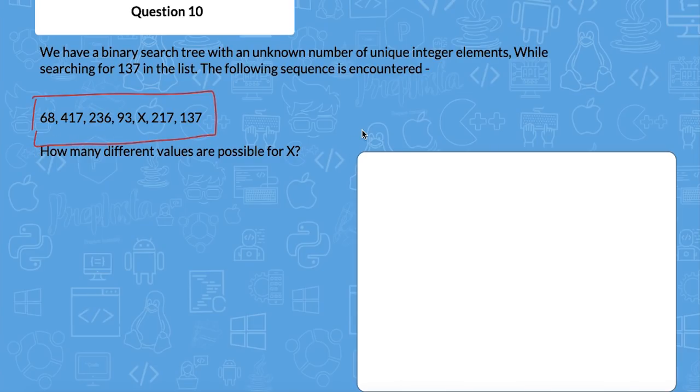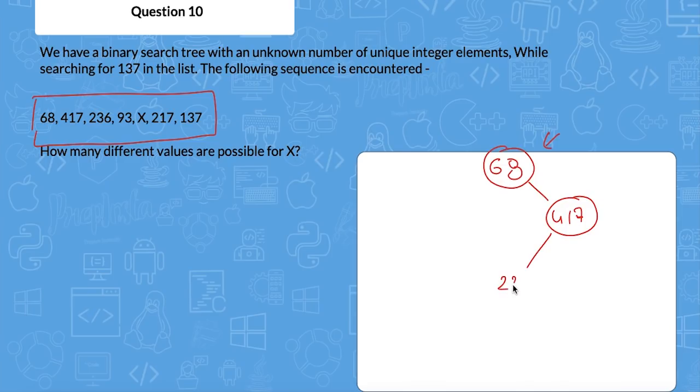So in a binary search tree, obviously 68 is going to be the root node, right? So 68 is coming first, then 417. Obviously 417 is larger than 68, so 417 will come here. Then we have 236. Now 236 is greater than 68, right? But is smaller than 417, so it will come here. So 236 is coming here.